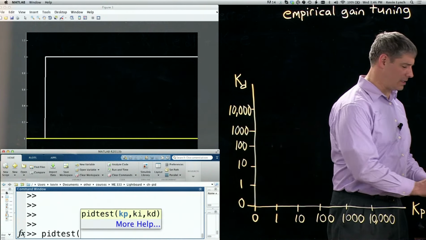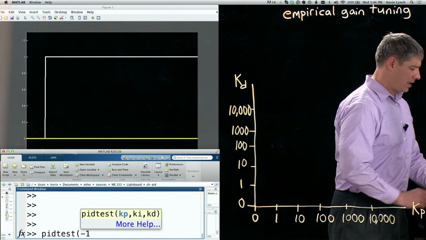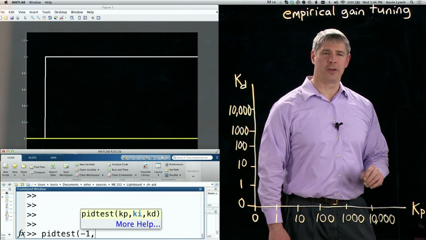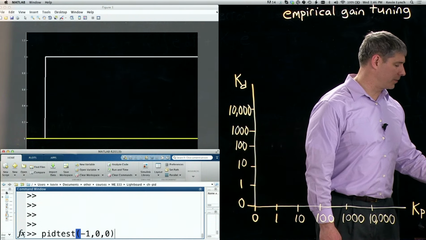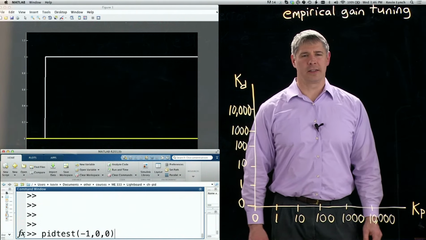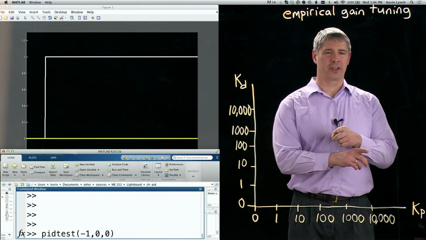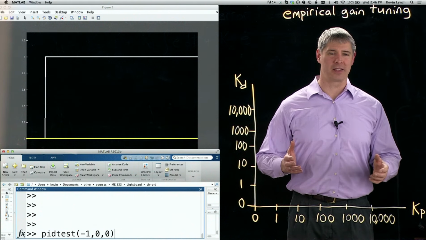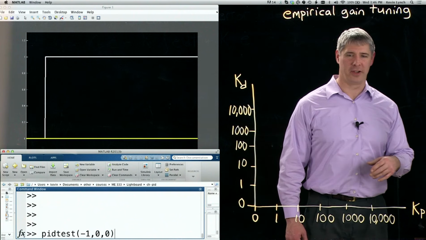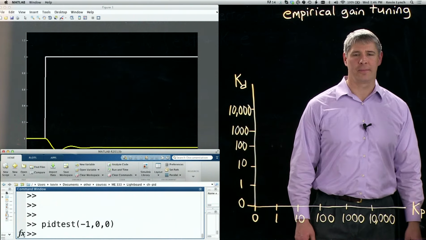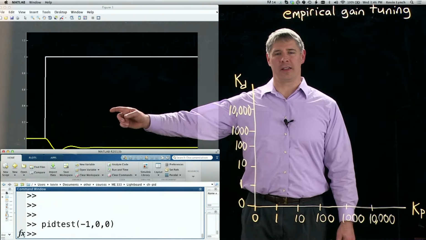So PID tests, and I'll start out with a negative value for my proportional gain, 0 for the integral, 0 for the derivative. If I have wires to the motor hooked up backwards, for example, maybe I need positive gains, maybe I need negative gains. So this will just be a test to see whether I need positive or negative gains. So I press enter. And you can see here that the response of the motor went the wrong way. It's not going up, it's going away from the desired value. So that means I need positive gains.